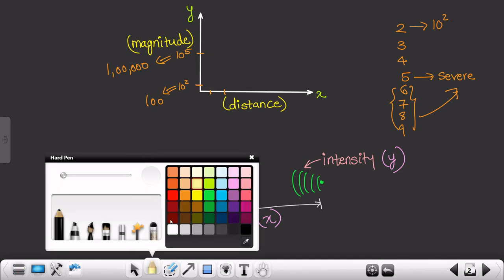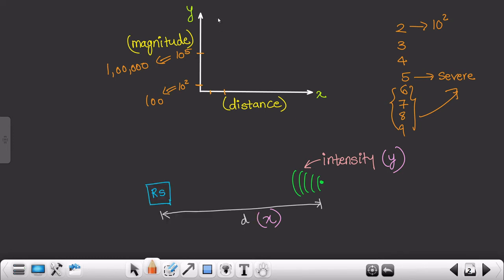See, what I am writing over here, I will take this particular color. Practically it was not possible to represent huge numbers on the y-axis.